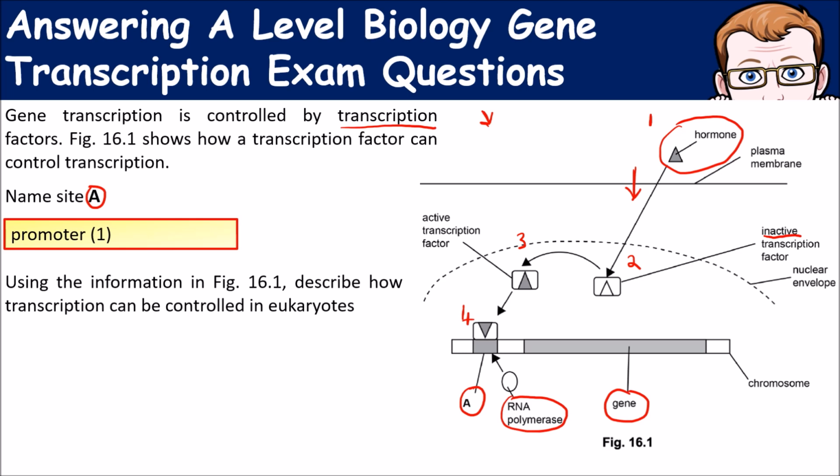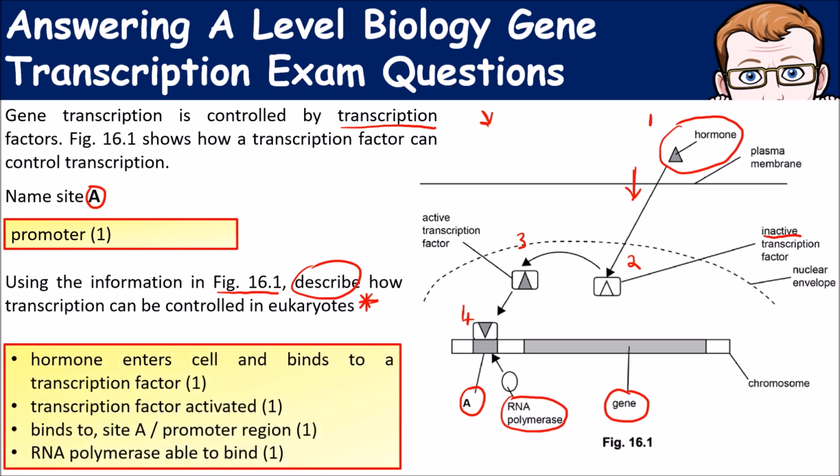Moving further down, using the information from figure 16.1, what we've just talked about, describe how transcription can be controlled in eukaryotes. Importantly, remember that eukaryotes are organisms or cells with a nucleus. So some key things to talk about, like we've just discussed.